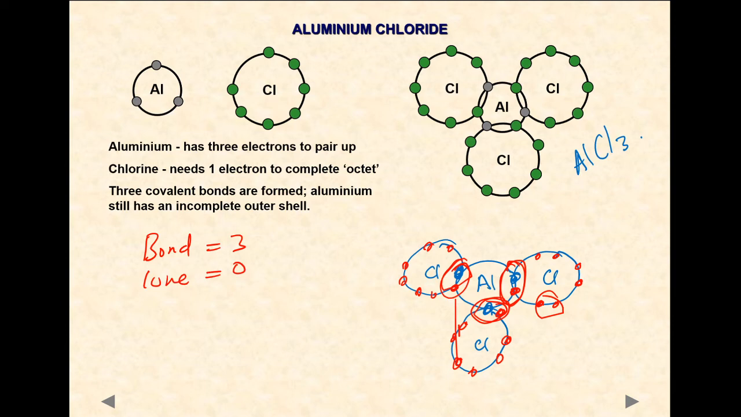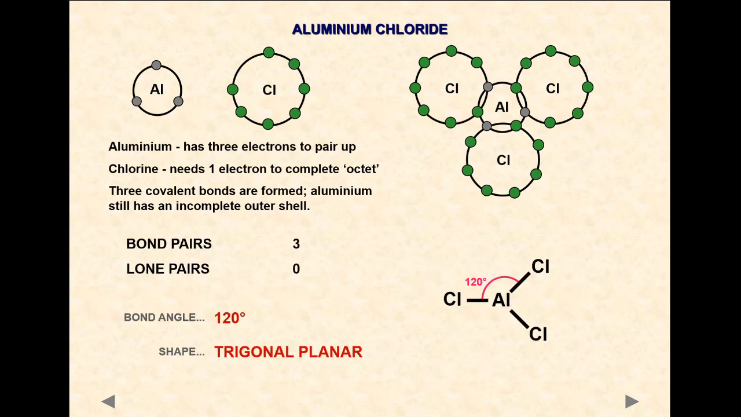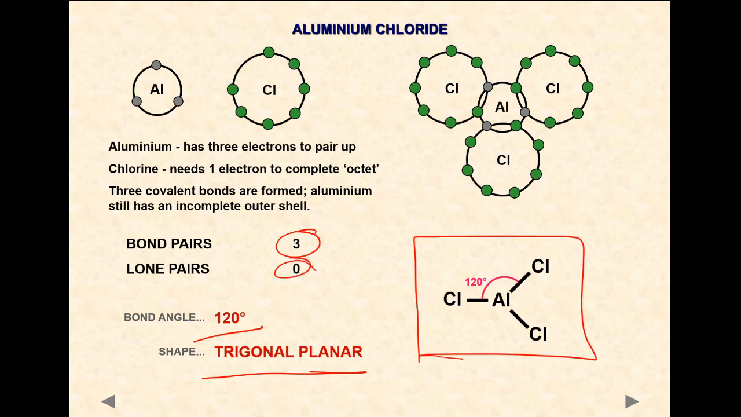So what would be the expected shape? The expected shape will be a trigonal planar. What would be the bond angle? The bond angle will be 120 degrees. So this is what you get. Trigonal planar, 120 degrees, 3 bond pairs, 0 lone pair, and this would be the shape of aluminium chloride.